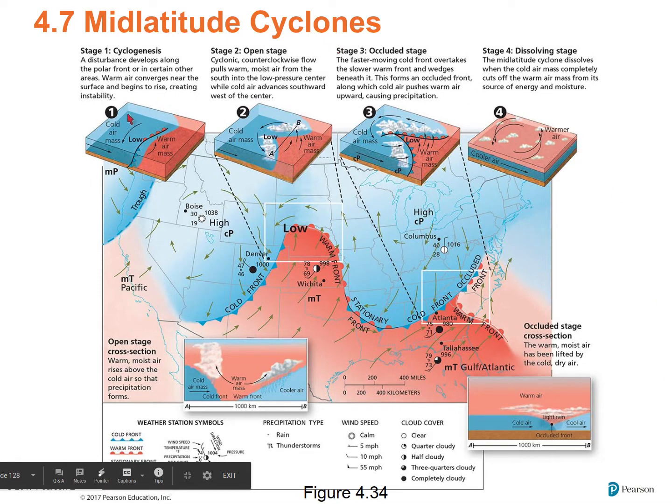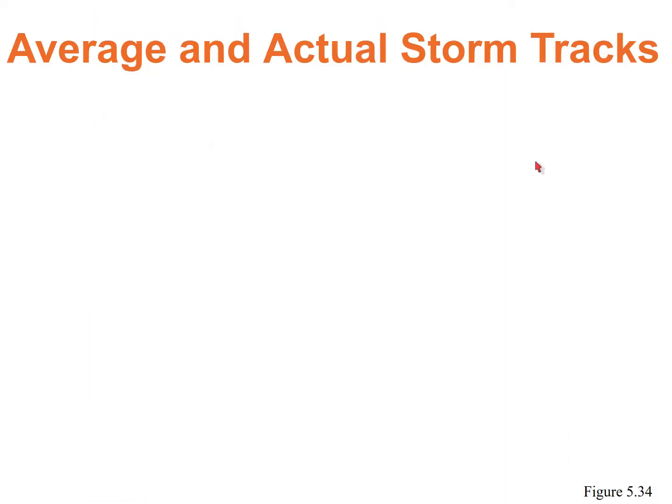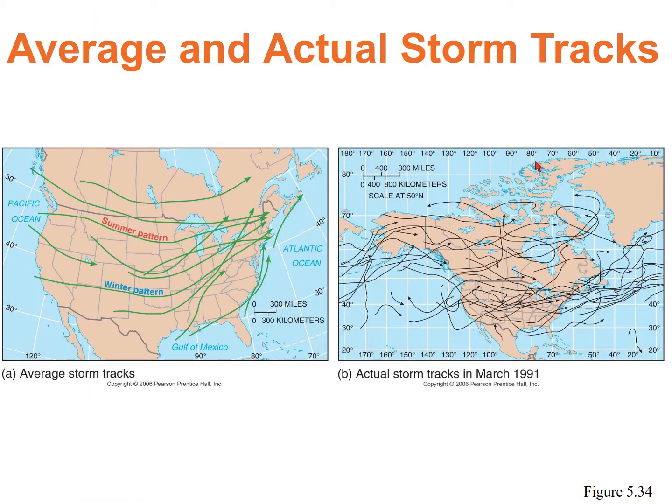So we have cyclogenesis, open, followed by rotation, followed by occlusion, followed by dissolving. In the wintertime, the storm tracks shift south as the subtropical highs and the subsolar point all shift south. So in the summertime, mid-latitude storms are going across Canada. In the wintertime, they drop and go across the United States.